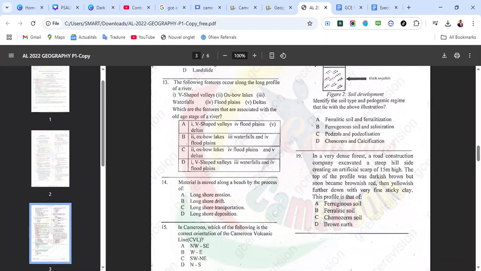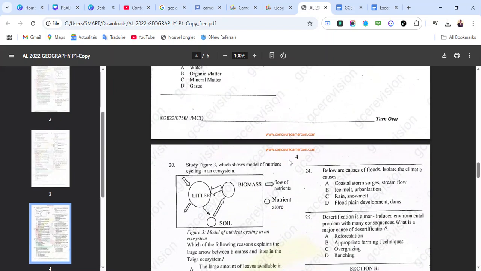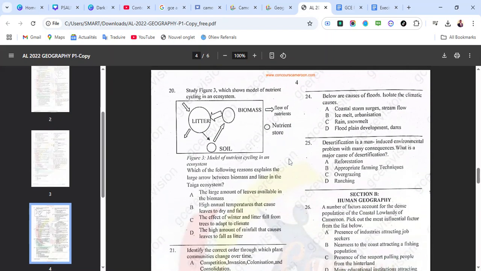19. In a very dense forest, a road construction company excavated a steep slope site, erecting an artificial scarp 15 meters high. The top of the profile was darkish brown, but soon became brownish red, then yellowish further down with very fine sticky clay. This profile is that of, correct answer is B, which is ferritic soil. Take note. Let's continue.